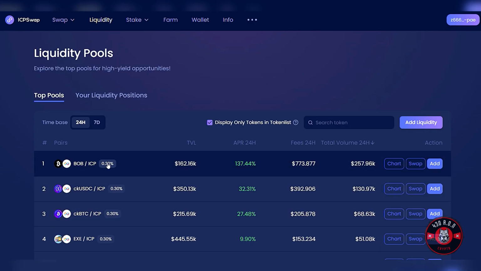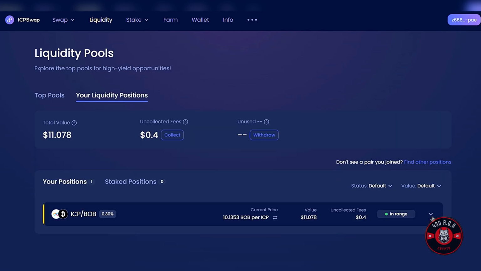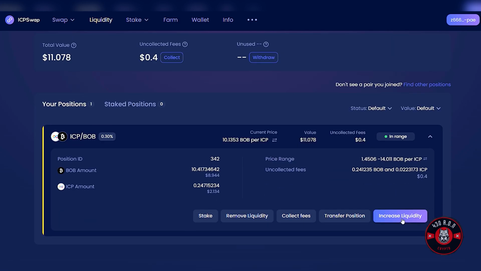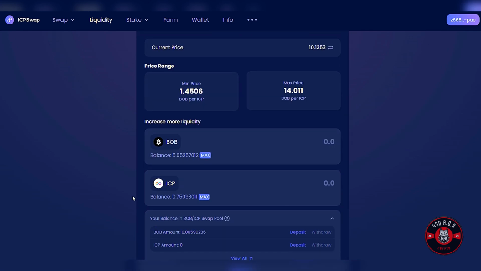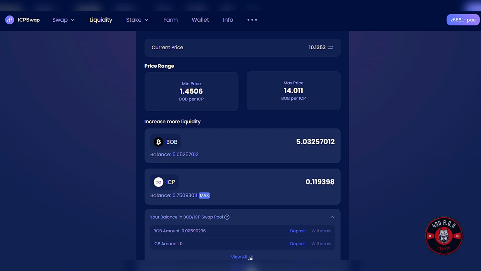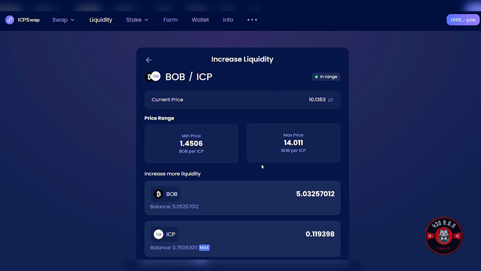So the swap was successful. We're gonna head back over to liquidity. We're gonna click on Bob ICP over here, your liquidity positions. We're gonna click this and we're gonna increase liquidity. Right now what shows up is how much Bob and how much ICP we have. I have a little bit more ICP than the value in USD that I hold in Bob. So I'm gonna click max for Bob, right?